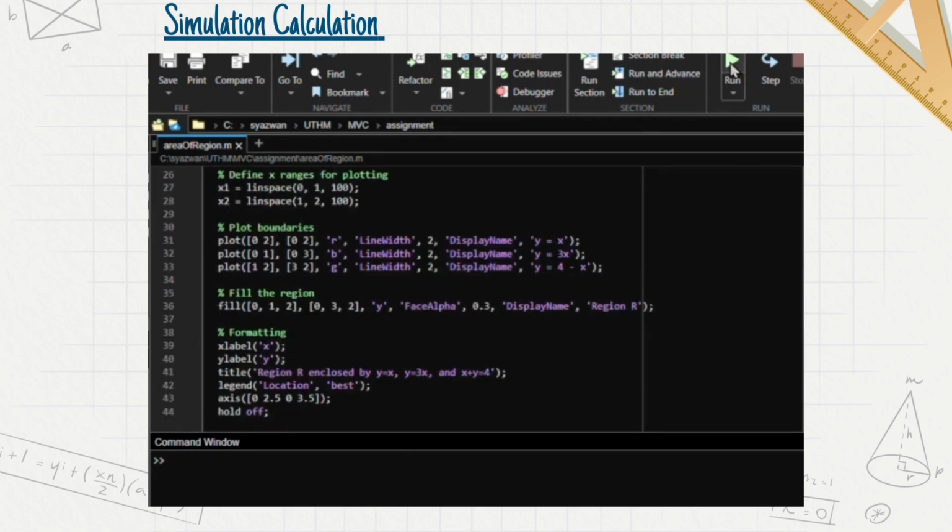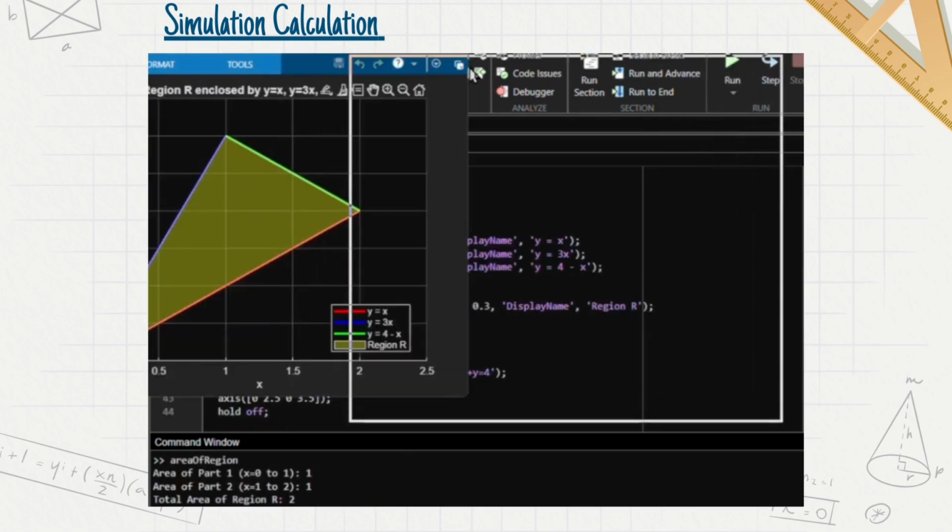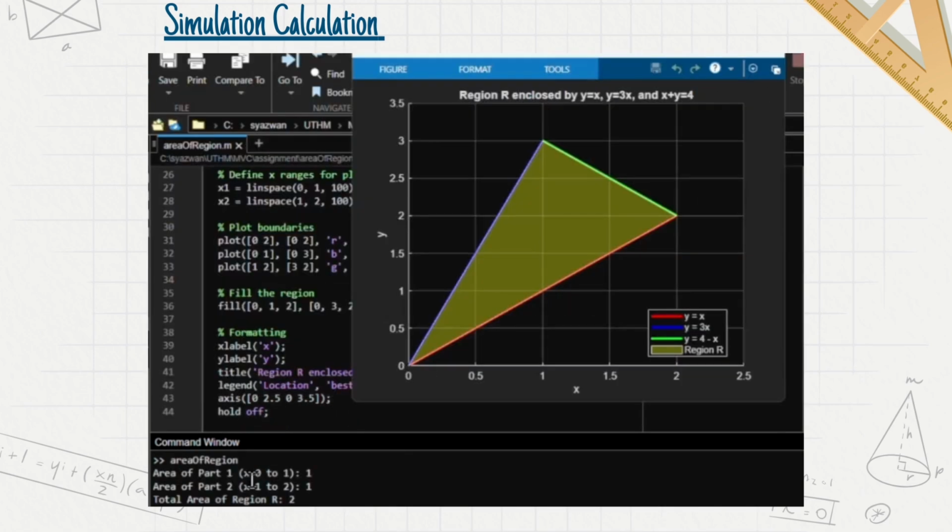When we run the simulation, you can see the area of part 1, from 0 to 1, is 1. The area of part 2, the second integral from 1 to 2, is also 1. So the total area of the region is 2.